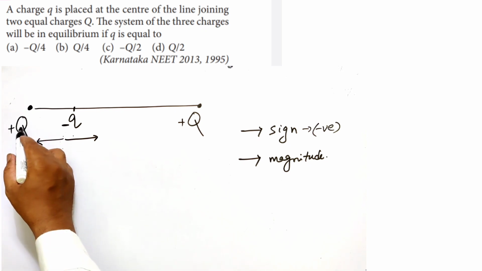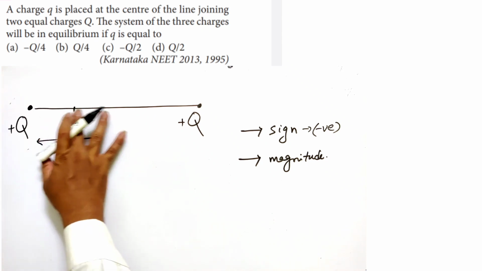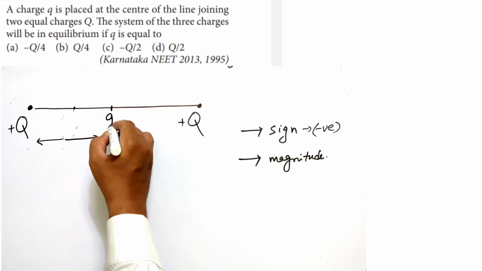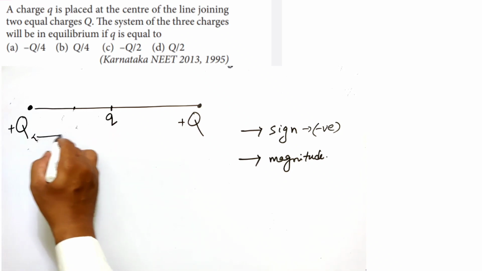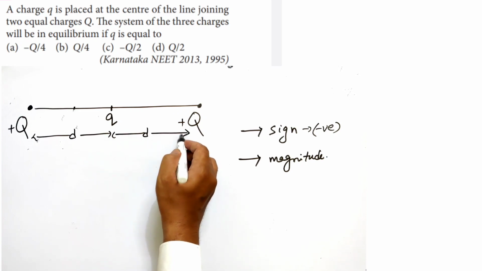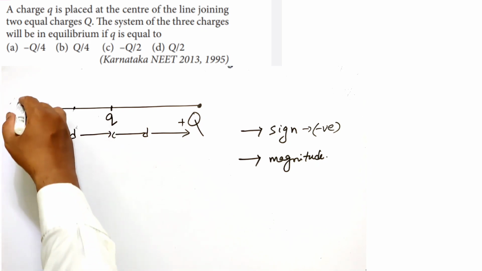Now you see, suppose the distance between the two charges, it is given in the question that Q is placed at the center. So actually I have placed it at the side, but you can place that exactly at the center. And if this distance is D, then this distance will also be equal to D. Now you see, we have to find the magnitude of Q. So let us consider this charge.